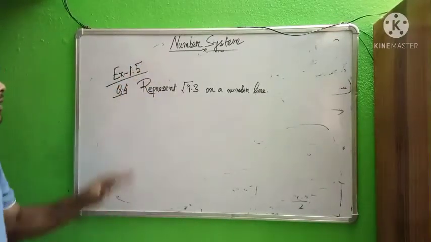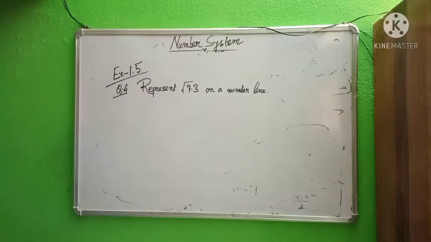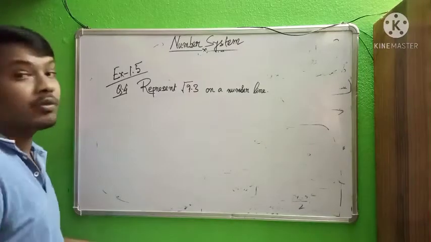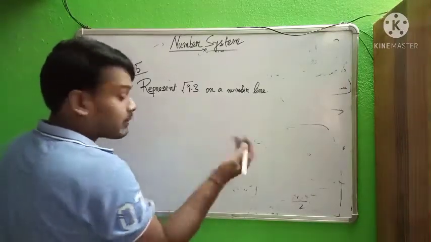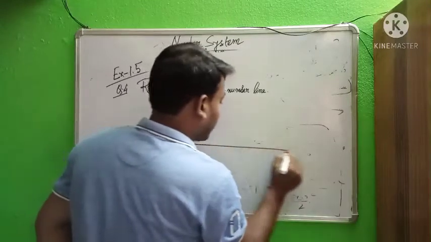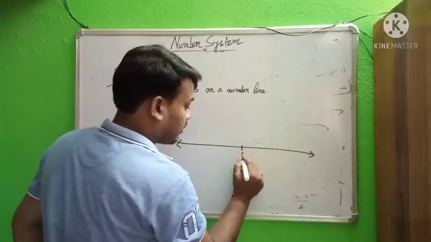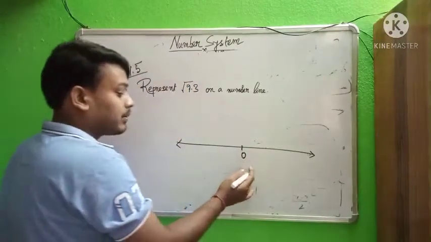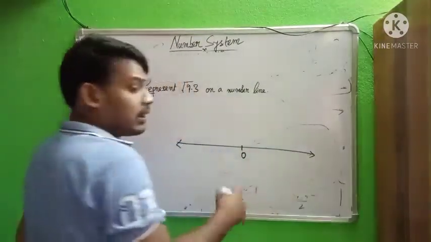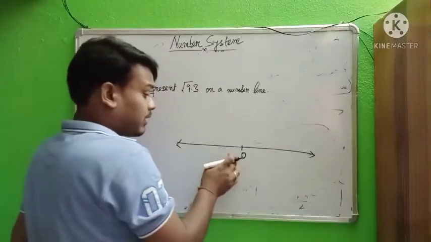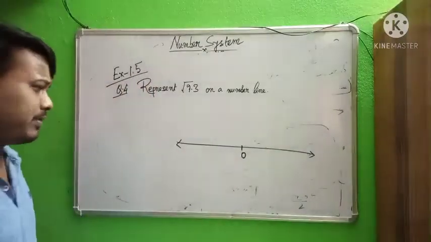Exercise 1.5, question number 4. Represent 9.3 on a number line. So what is the procedure? Same procedure. First we draw a number line, and O is the position of 0. That means on the right side all positive real numbers, on the left side all negative real numbers.